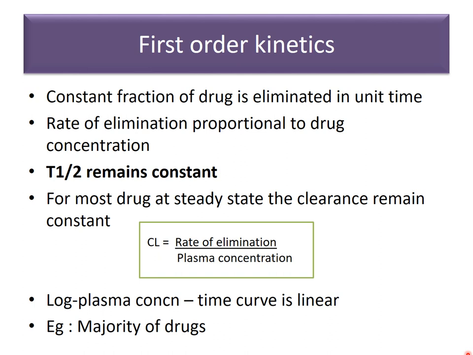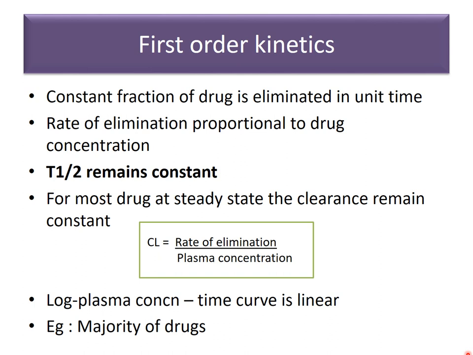Here the rate of elimination is proportional to drug concentration. So when the concentration increases, the same constant fraction is eliminated. So when the initial concentration is high, the elimination is also high. Here the T half remains constant.